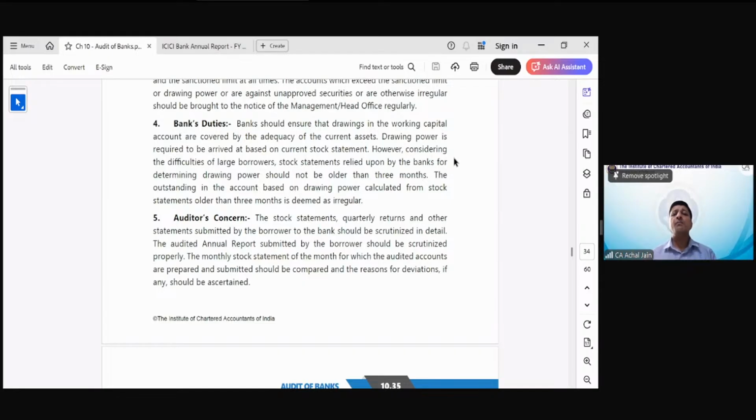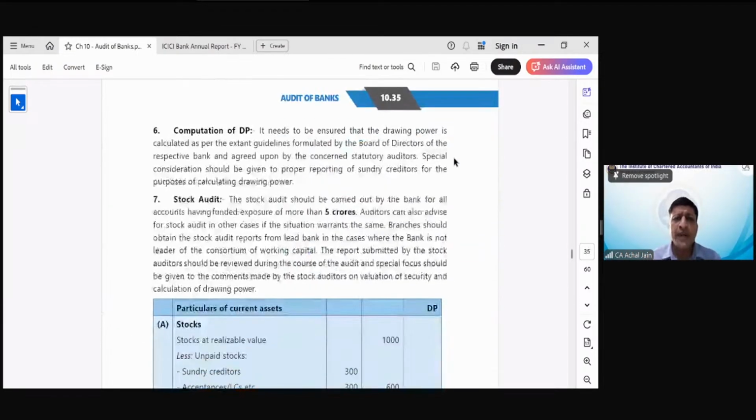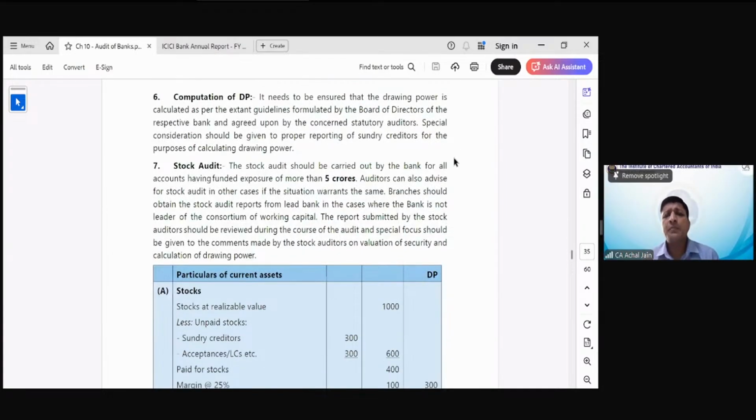Audited annual report submitted by the borrower should be scrutinized. The monthly stock statement, for which the audited accounts are prepared and submitted, should be compared and reasons for deviation, if any, should be ascertained. I'll talk about how you get into this, but before that we need to get on to the computation of drawing power. As regards this drawing power, it should be ensured that drawing power is calculated as per the guidelines of that particular bank.